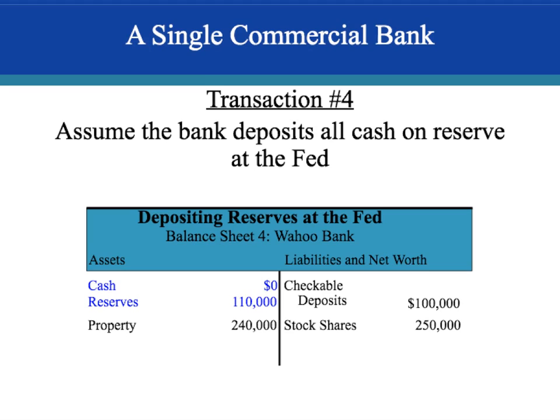Okay, in this scenario, the bank deposits all its cash on reserve at the Fed. It's expecting more deposits to come in, so they go ahead and deposit a large chunk to have on reserve at the Fed. And therefore, their balance sheet for assets is 0 cash, reserves of $110,000, property of $240,000, and then stock shares again $250,000, and checkable deposits $100,000. Also, just to note, reserves here include excess reserves and required reserves.